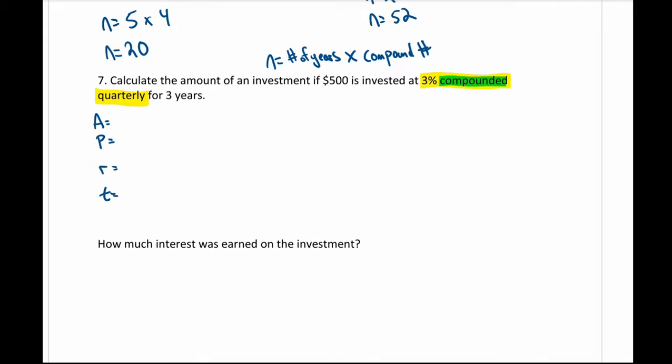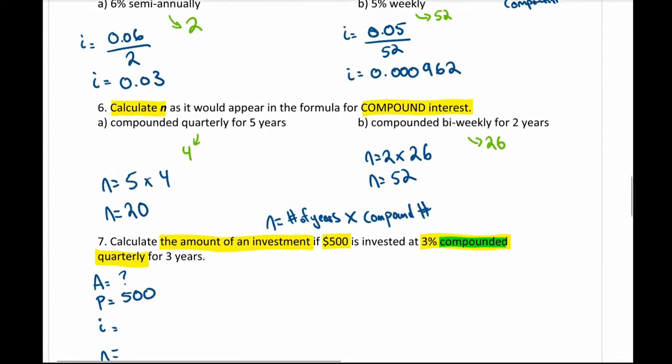A is our future amount, and because our question is asking us to calculate the amount of the investment, that means we're looking for how much it is going to be in the future. P is our principal, or how much we start with. In this case, we're starting with $500. Sorry, it's not R and T, it's I and N. Again, that's just what we calculated just above.